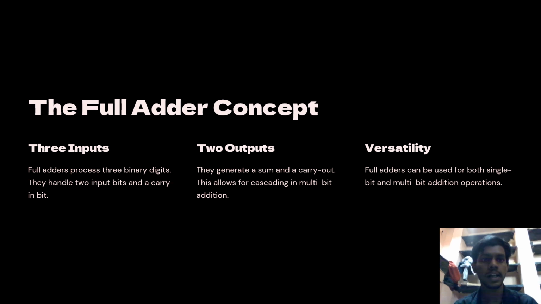The full adder concept. The full adder has three inputs. It processes binary digits, handling two input bits and a carry in bit. Two outputs: it generates a sum and a carry out. This allows for cascading and multi-bit addition. Versatility: a full adder can be used for both single-bit and multi-bit addition operations.